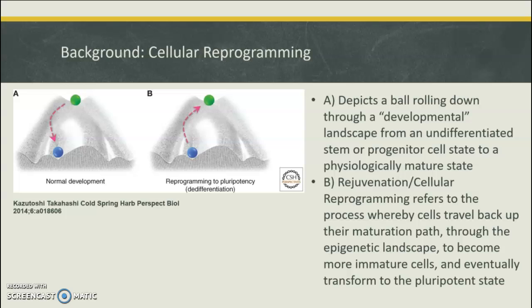Cellular reprogramming, on the other hand, flips this pathway backwards. So in Figure B, it shows a process whereby cells travel back up their maturation pathway through the epigenetic landscape to become more immature cells or pluripotent cells. And this happens through numerous intermediate steps and needs chemicals and specific transcription factors to do so.